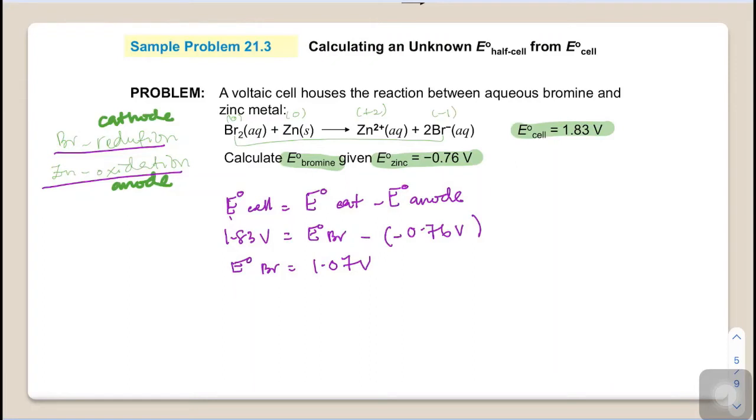So when the reaction occurs at the standard condition, we can use this equation. Either the E naught cell needs to be calculated, with E naught cathode and E naught anode given, or the E naught cell is given, E naught cathode is also given, and we have to calculate the E naught anode. Just rearrange the equation.